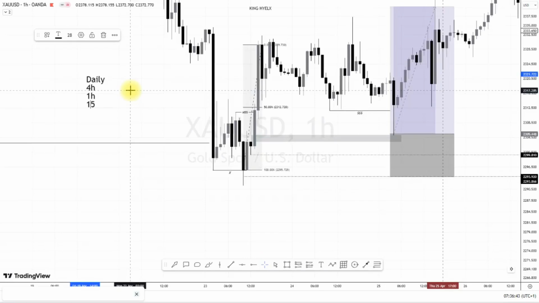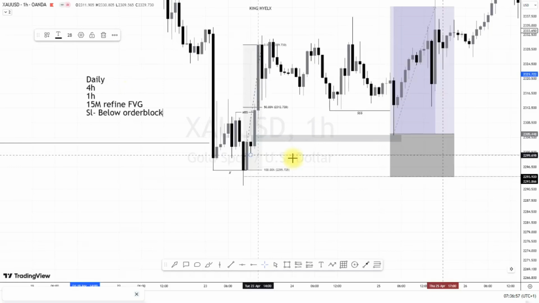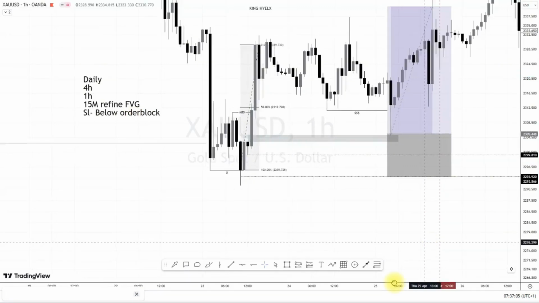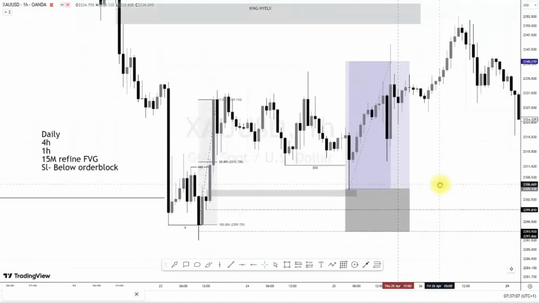Went to 15 minutes to refine our fair value gap for better risk to reward, and then stop loss below the order block. So if there's a really good 1 hour order block, you can use that as your stop loss. Stop loss below the order block, preferably 1 hour, refined to the 15 minutes. So that's the trade setup, guys, and see you guys in the next video.